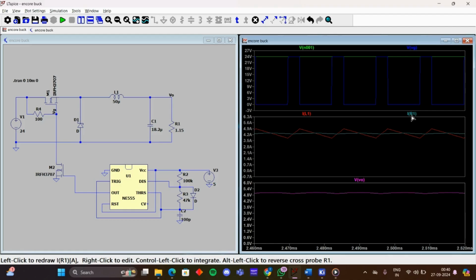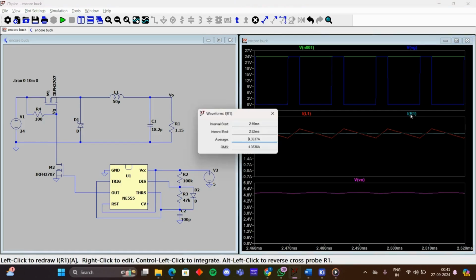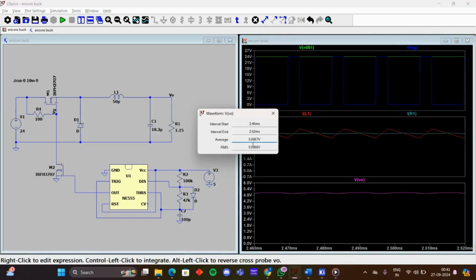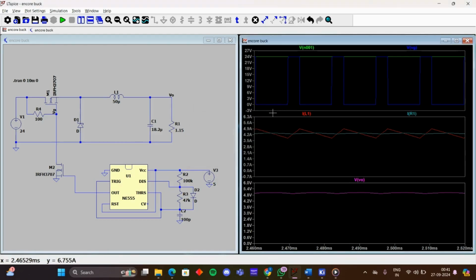The current through the load resistor R1 gives us the output current. The average output current that the simulation is showing is 4.35 amps. The below plot pane shows us the output voltage. The average value for the output voltage is 5 volts.